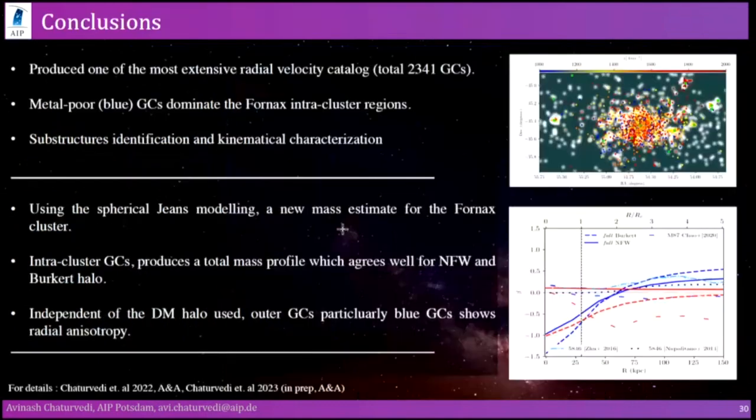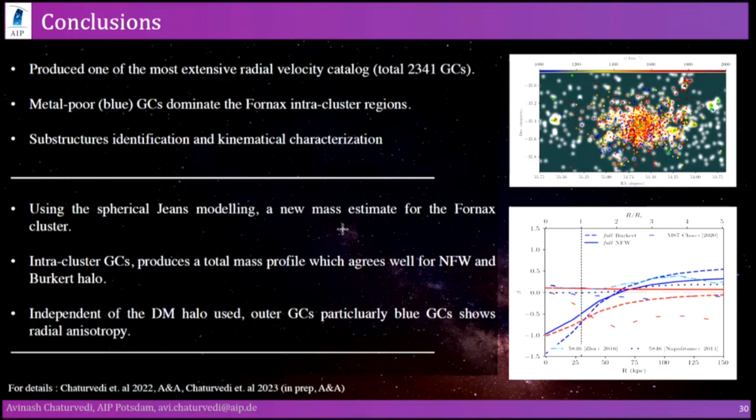And this brings me to the conclusion that using the VIMOS observations, we have produced one of the most extensive radial velocity catalogs in the Fornax cluster. The second point to take away is that we find that the metal-poor, which are the blue globular clusters, dominate the Fornax intracluster regions. And with our catalog, we provide substructure identification and kinematical characterization. Using our radial velocity catalog, we provide a new mass estimate for the Fornax cluster.